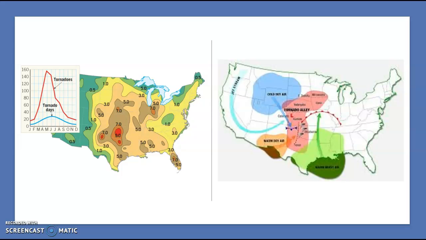The two air masses meet here in the central U.S. because there are no natural barriers separating the center of the country from the Arctic or the Gulf of Mexico. And with the two air masses meeting, it creates a very unstable environment, which then produces the tornadoes.